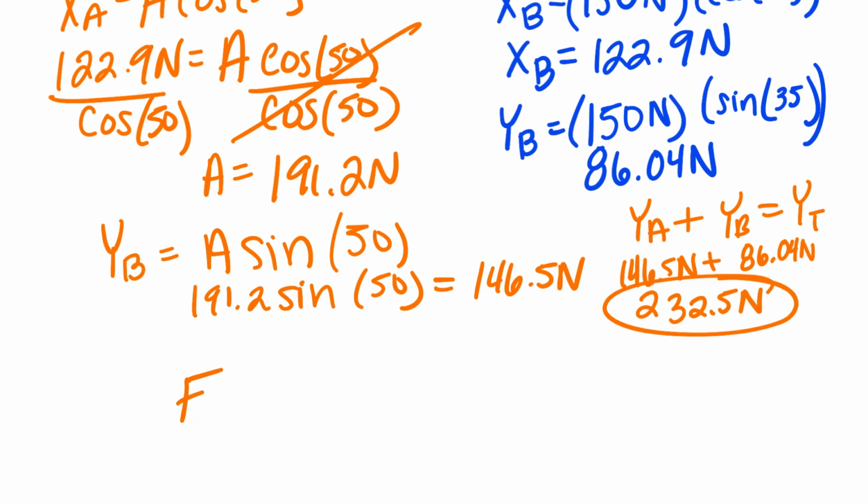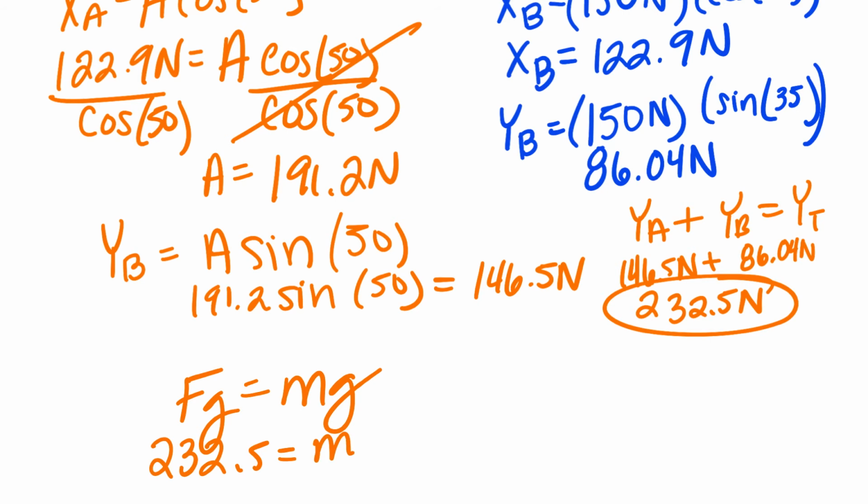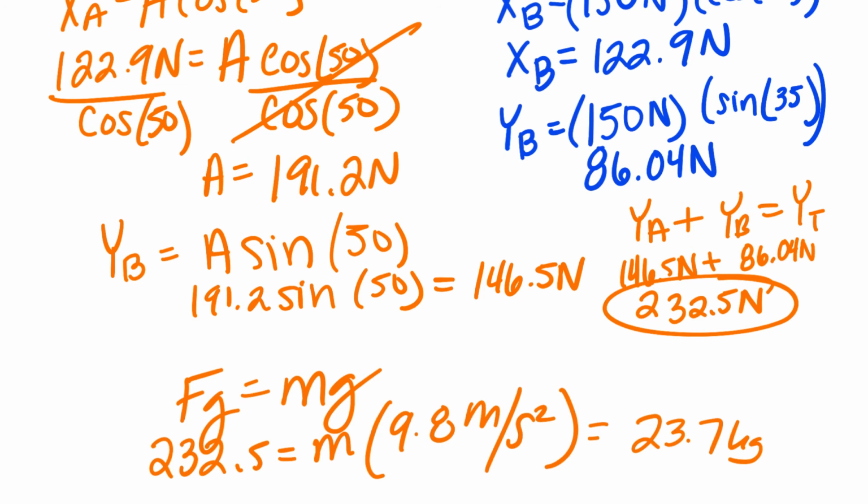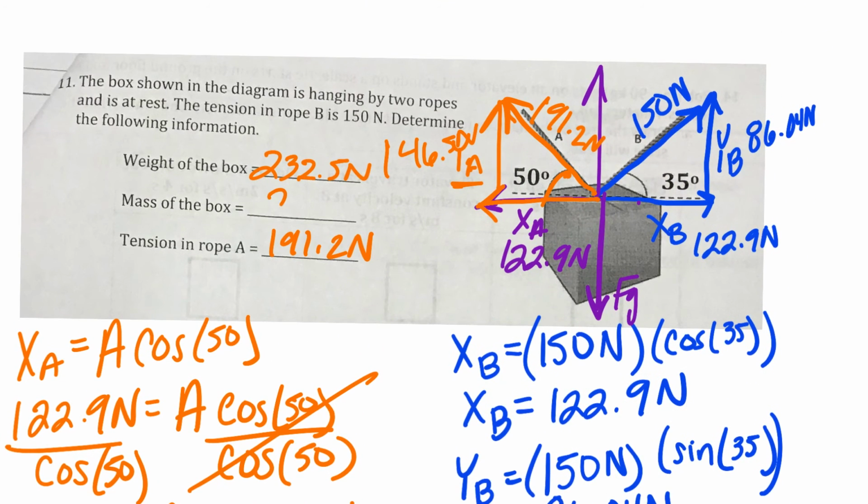Same thing as we've always been doing. Force of gravity is mass times acceleration due to gravity. So the weight, your force of gravity, is 232.5 newtons. Your mass is what we're solving for, and g is 9.8 meters per second squared. So then we divide 232.5 by 9.8. It's going to equal about 23.7 kilograms. And that is the mass of the box. And we are done with number 11.